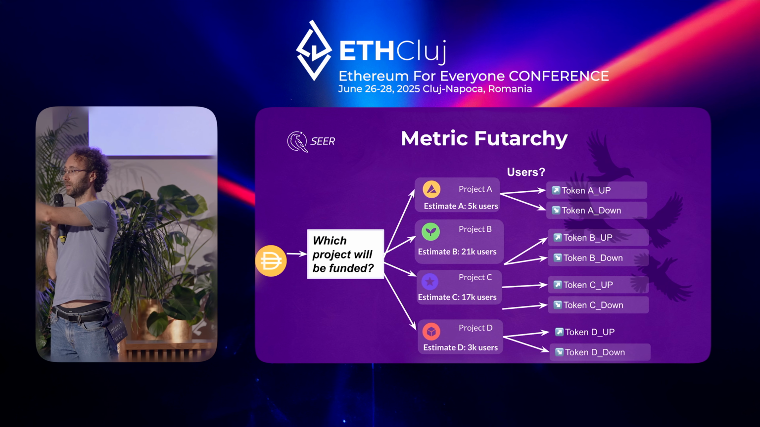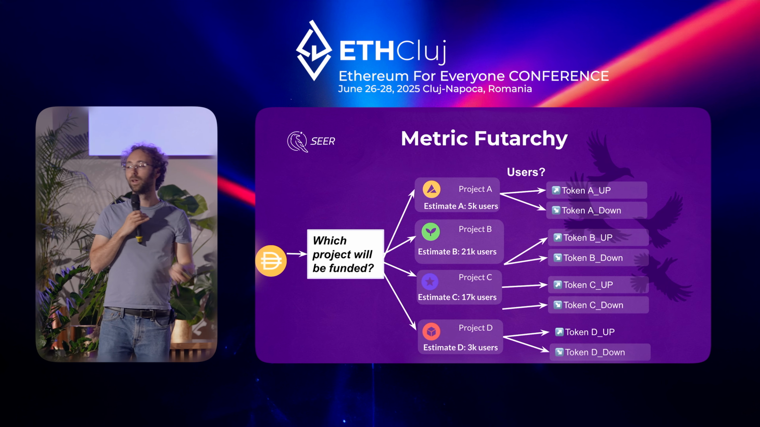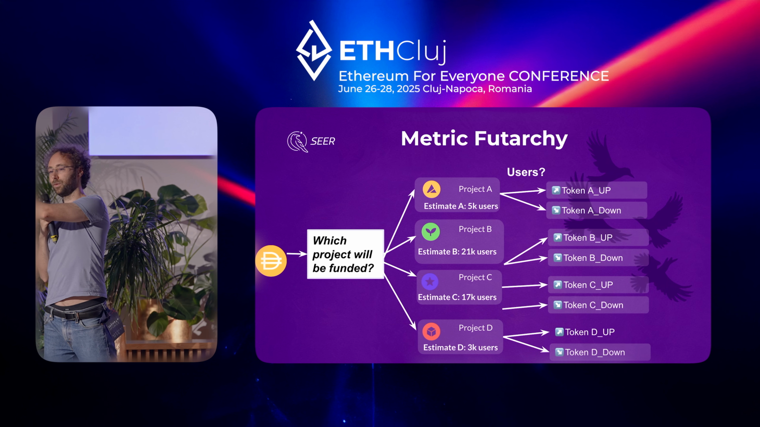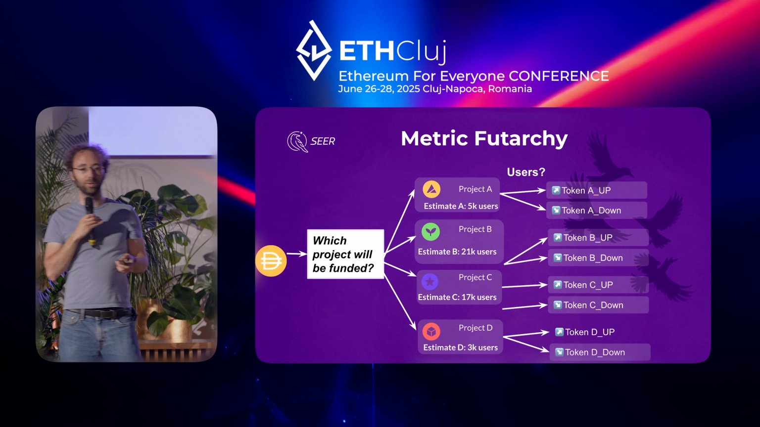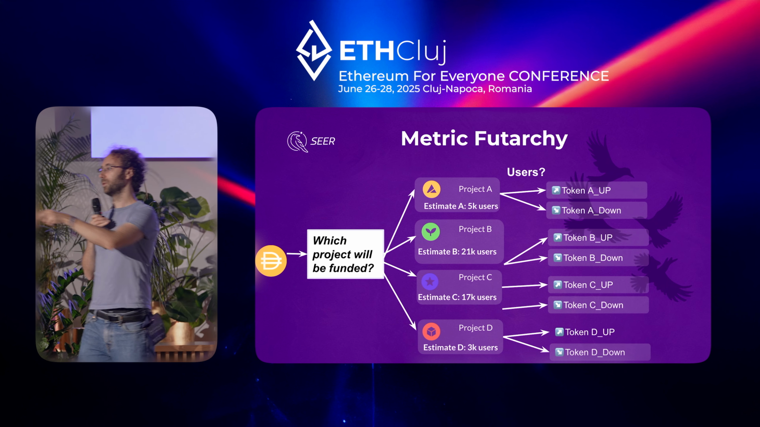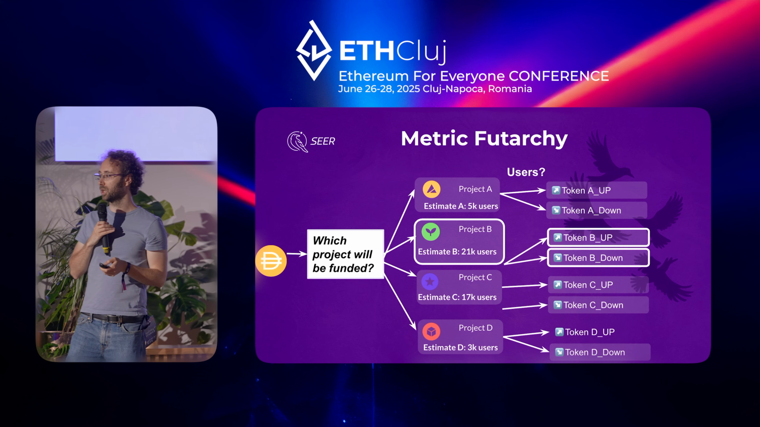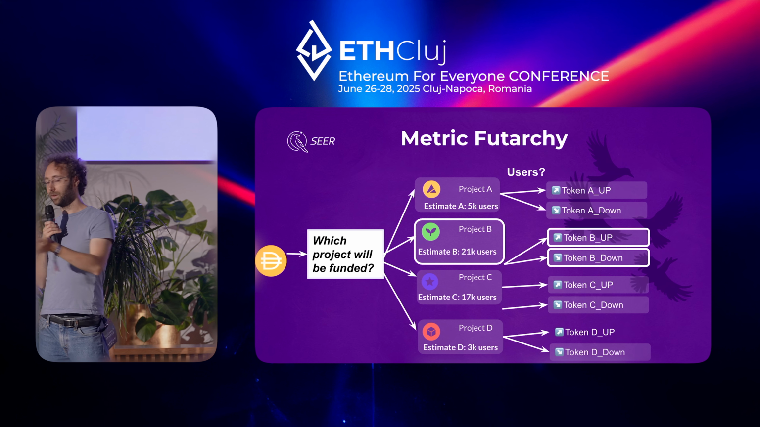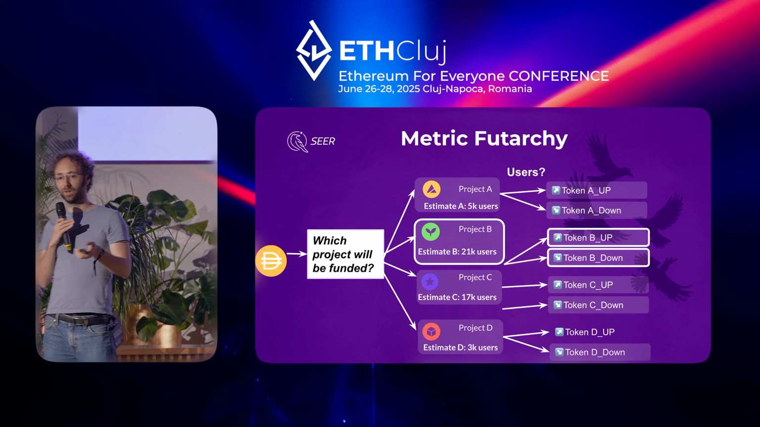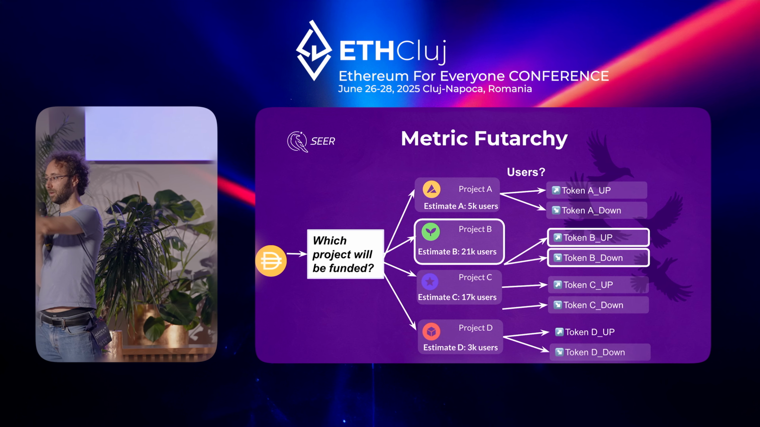So people can trade, they can trade up token, they can trade down token. When you look at the range and the price of the up token, you can see the implied number of users that you will get. So you see that project B is the best one. So you give the funding to project B. And at the end, in the next 6 months, you can look at the amount of users you have and you can resolve those markets.